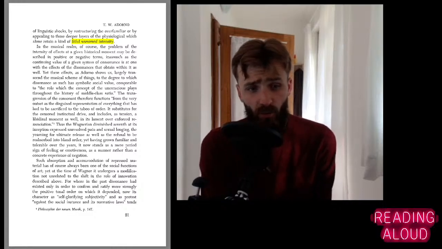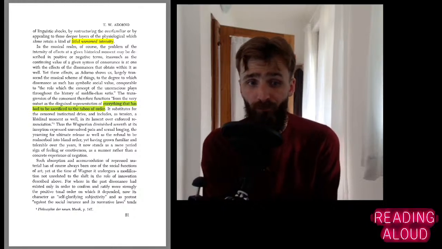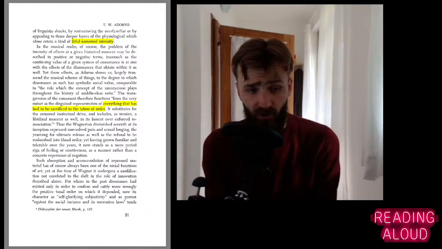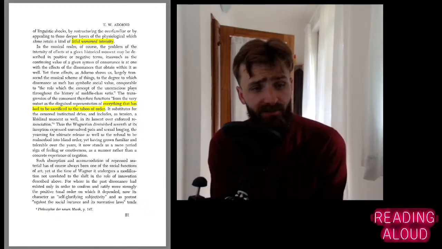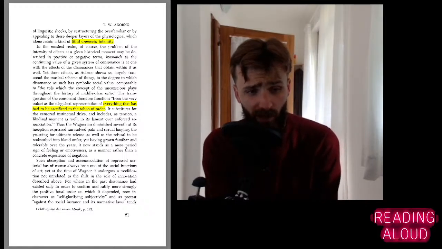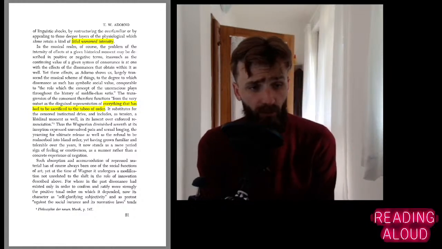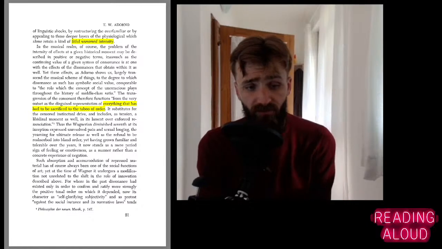The transgression of the consonant therefore functions, quote, from the very outset as the disguised representation of everything that has had to be sacrificed to the taboo of order. It substitutes for the censored instinctual drive, and includes as tension a libidinal moment as well, in its lament over enforced renunciation, end quote. This is all from Adorno's Philosophie der Neuen Musik.